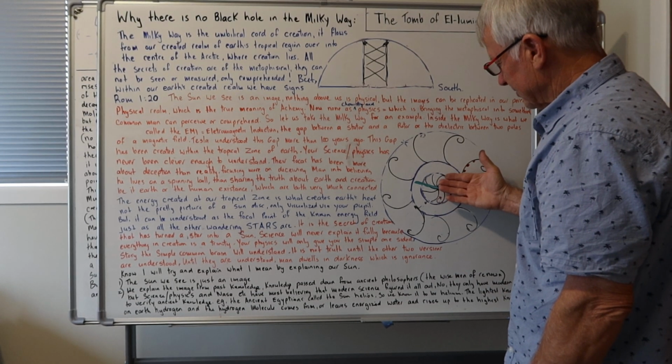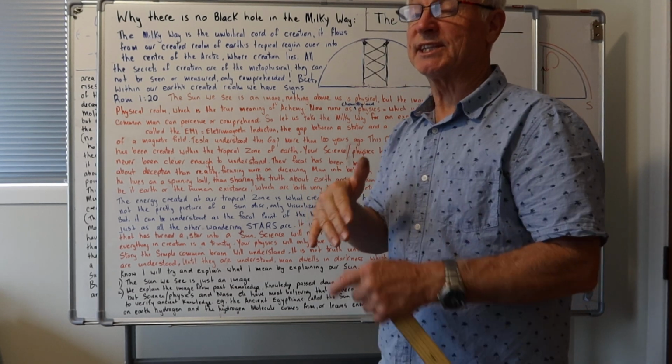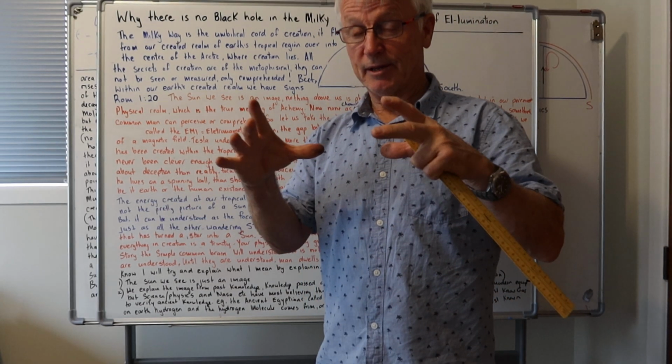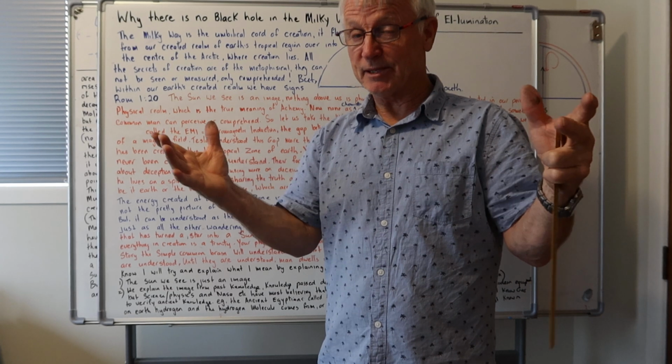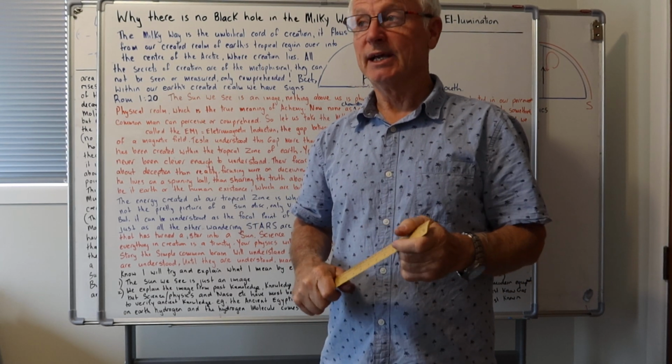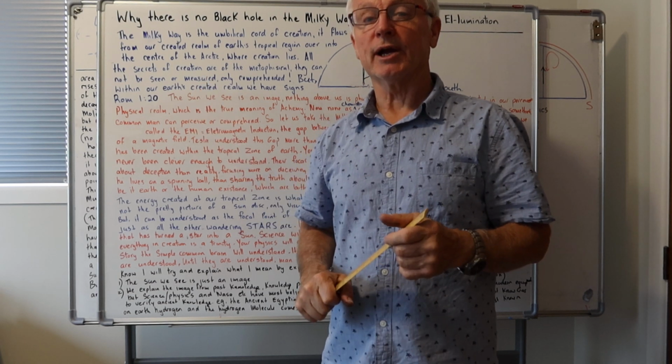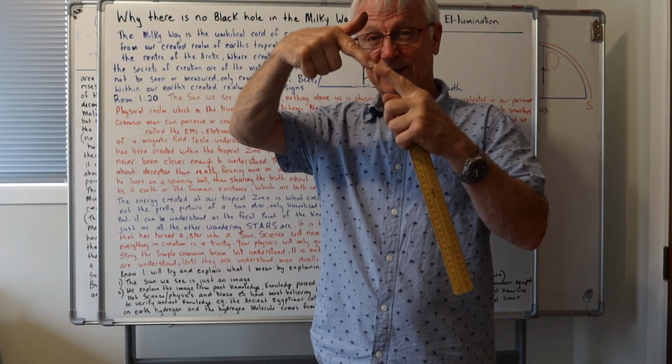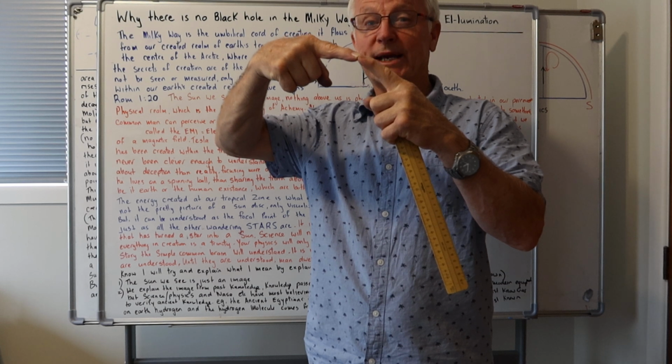So this is why the black hole's not in the Milky Way. It's at the end of the Milky Way, and it's way bigger than the Milky Way. And you can't see the black hole. It's a lot bigger, and it's invisible. It's where creation is. That's why we cannot see it in our night sky. We see the Milky Way, and we see the bulge where the back of the sun is.